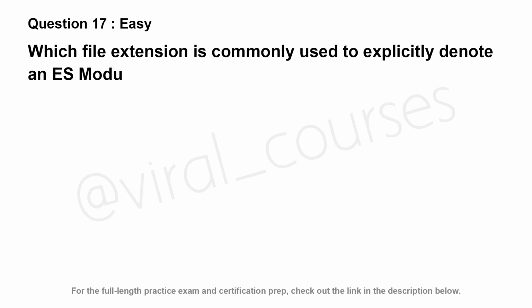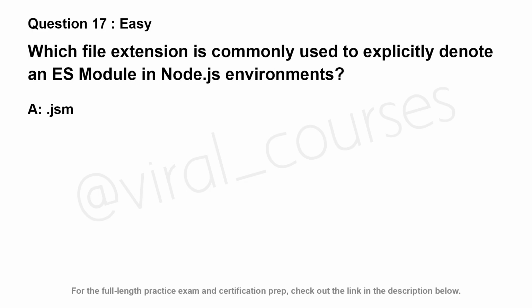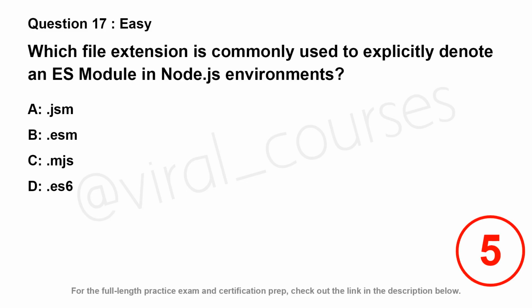Which file extension is commonly used to explicitly denote an ES module in Node.js environments? Option A. .jsm. Option B. .sm. Option C. .mjs. Option D. .es6.